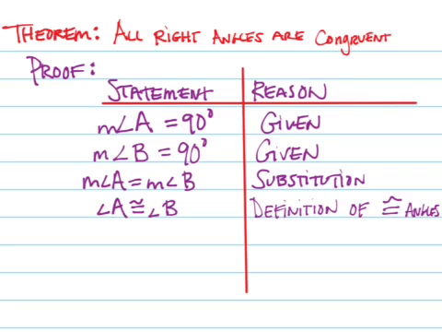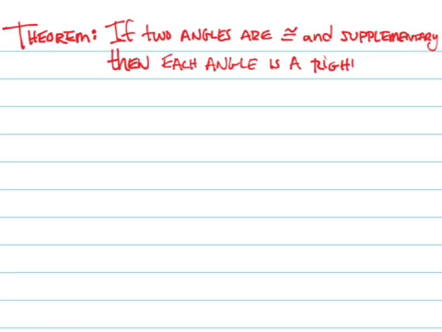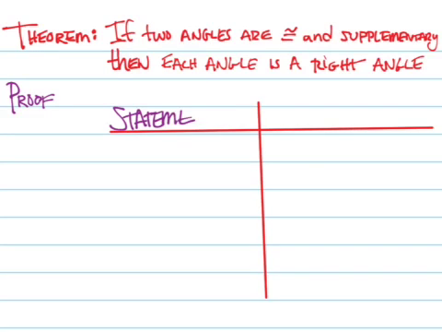We have another one that I want you to try. If two angles are congruent and supplementary, then each angle is a right angle. I'm going to give you 3 to 5 minutes to work on that with those around you. Then we'll come back and talk about what my proof looks like. Your proof might not look like my proof.